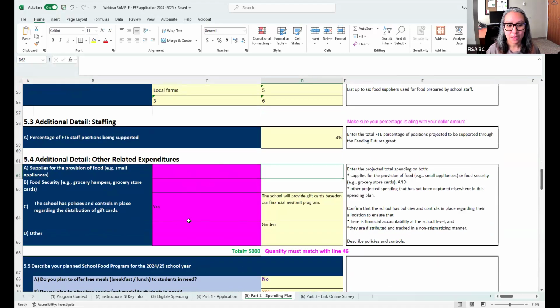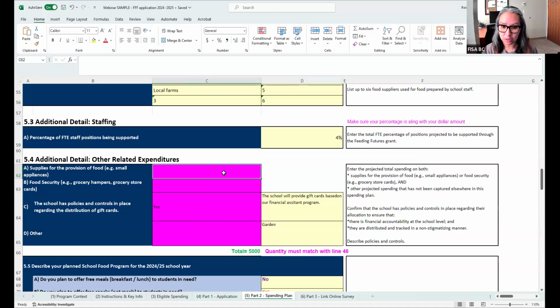So let's see. I need supplies for provision of the food. That means any small appliance, anything else. You may realize that we got 4 toasters, but I actually feel that I need 1 extra because it was not enough. Or I realized that we have 3 microwaves this year, but we need maybe an extra one. So you're going to try to put here the number of what you're thinking you may be spending on your appliances.